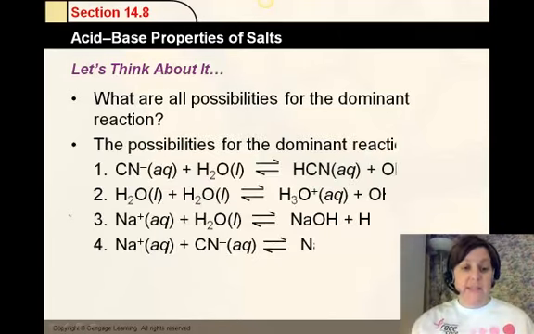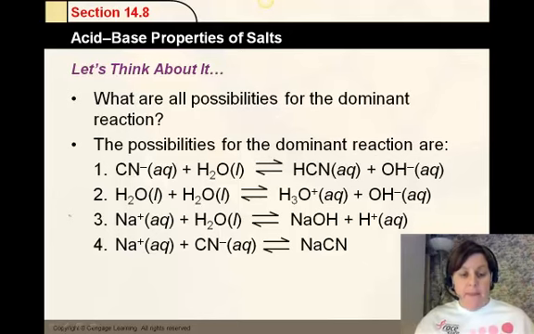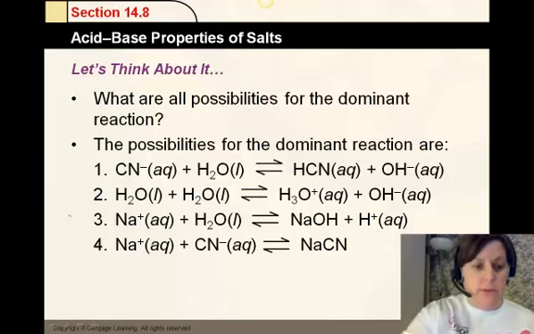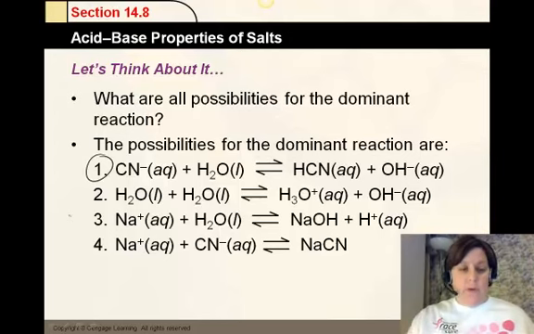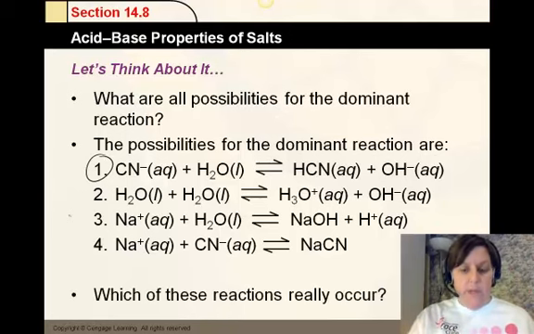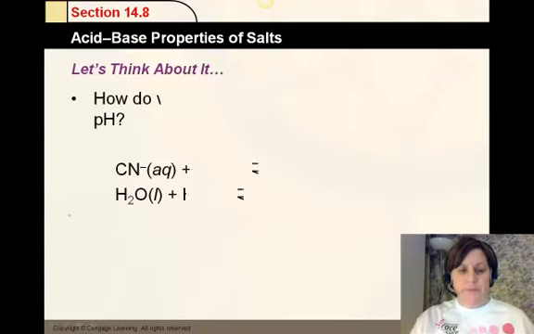Well, let's see what they say they are. There are 4 of them. And you can see there's CN. In fact, that's the one I used, number 1. You could also have water. Na is going to form NaOH, which is not going to happen because it's a strong base, and of course the reformation of the salt, which is not going to happen either. And we know which one really occurs.